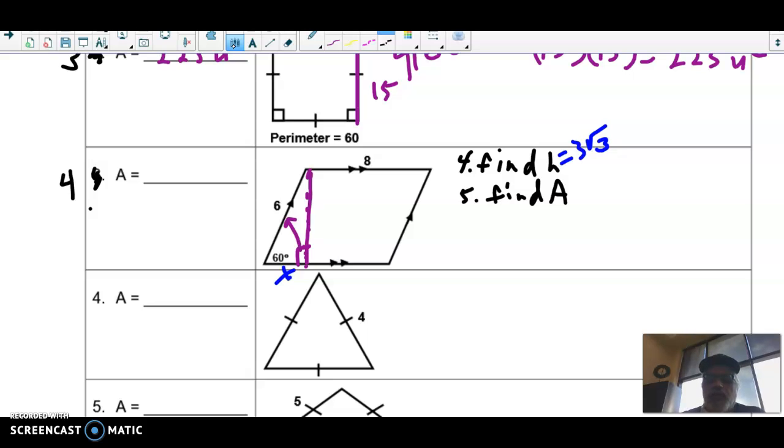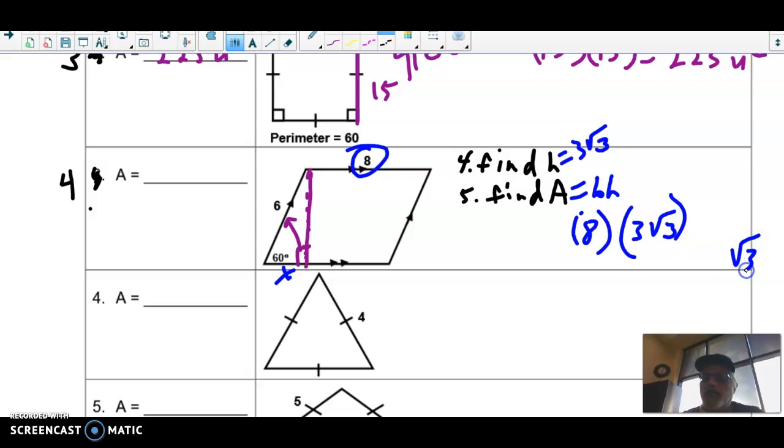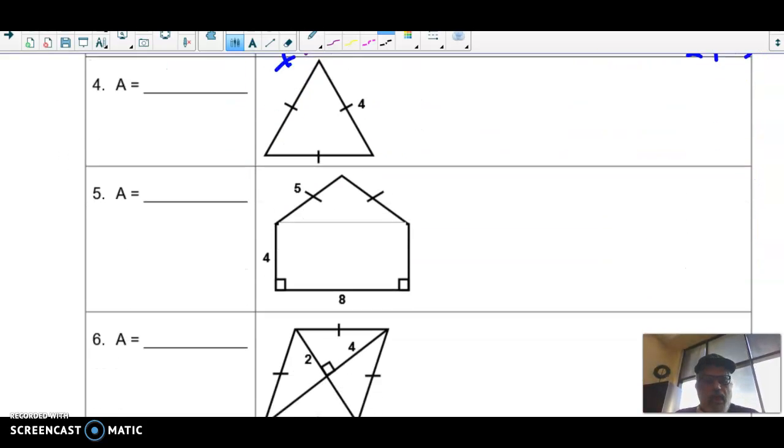Now I can find my area, which will be the base times the height. My base is 8. Times my height. We're going to keep that square root of 3 in the answer. And just multiply 8 times 3, which is 24. And that is number 5.